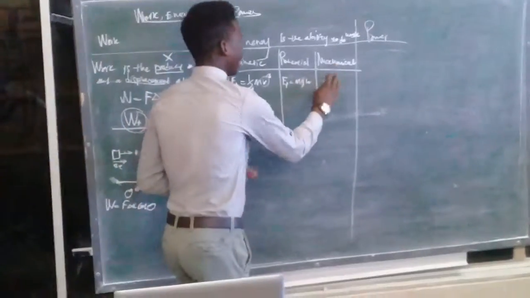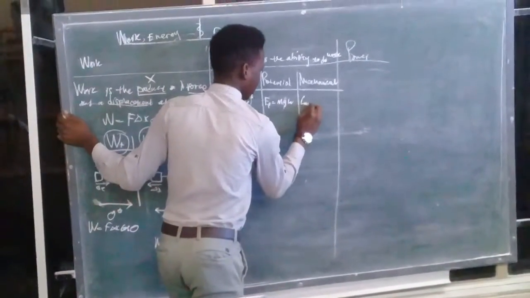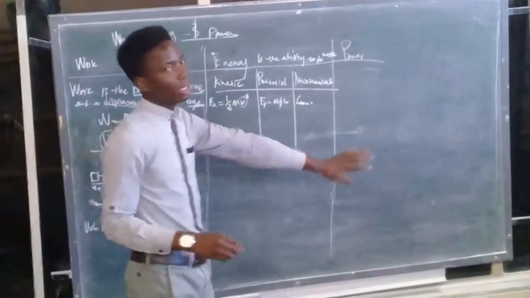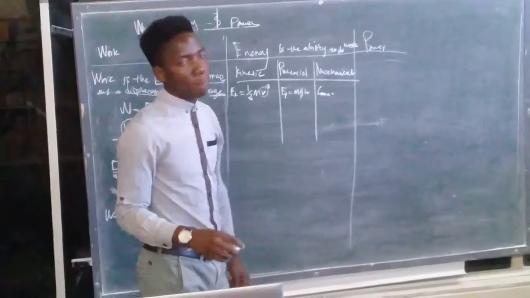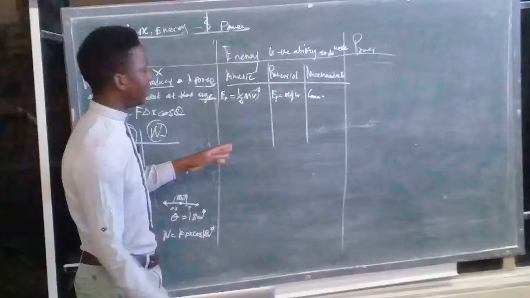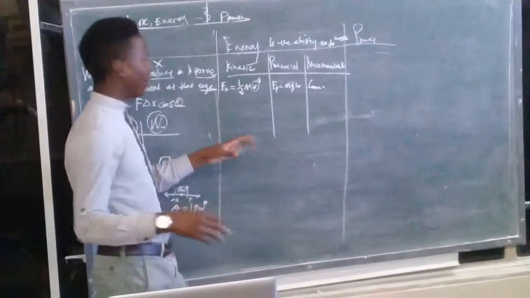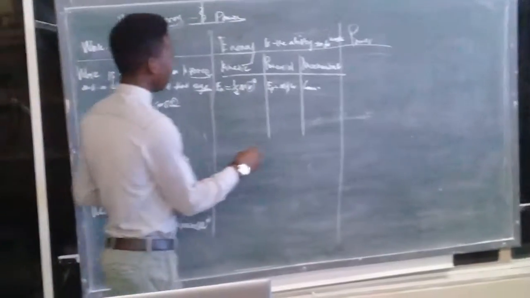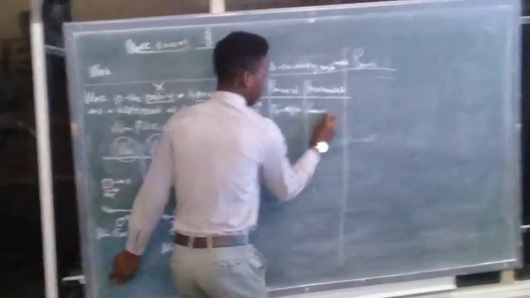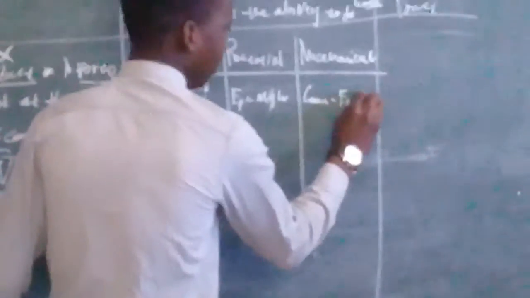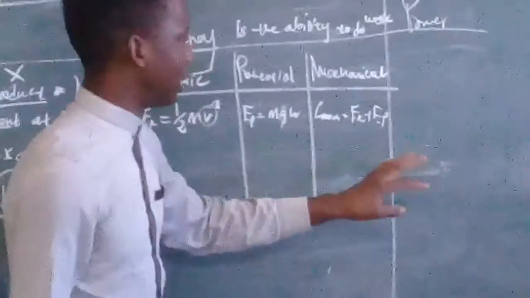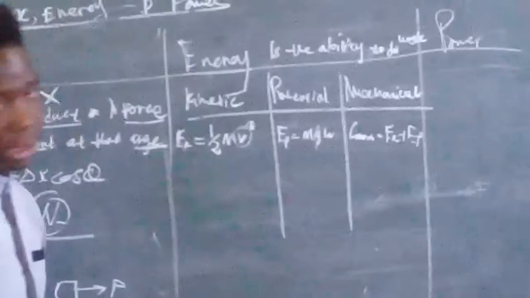And then a mechanical energy, Emech, I can say the mechanical energy is the sum of a kinetic energy and a potential energy. It means E mechanical is equal to EK plus EP. Just that. It is kinetic energy plus potential energy.